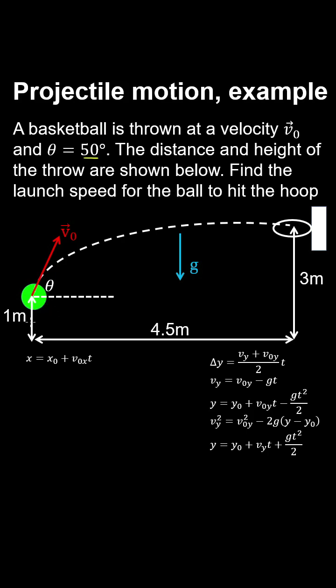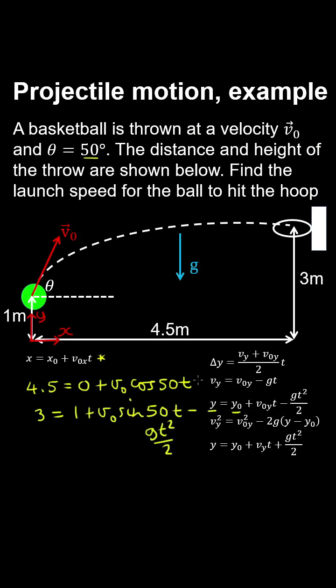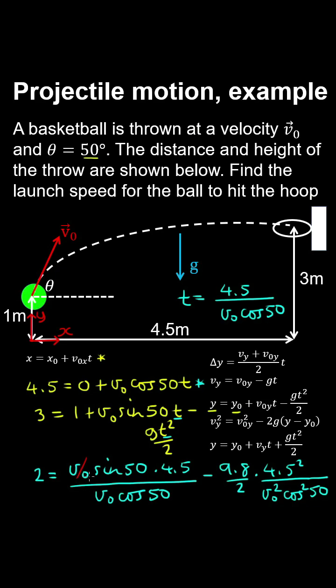So what we can do is take our origin at this point with the positive x and y directions as shown. So given that we have the horizontal distance and the angle, we can use this equation. And we also have the initial and final position of the throw, so we can use this kinematic equation in the vertical direction. And now you can solve this equation for t, and substitute for t into this equation. And you can see that v0 cancels, and then you can easily solve this equation for the launch speed.